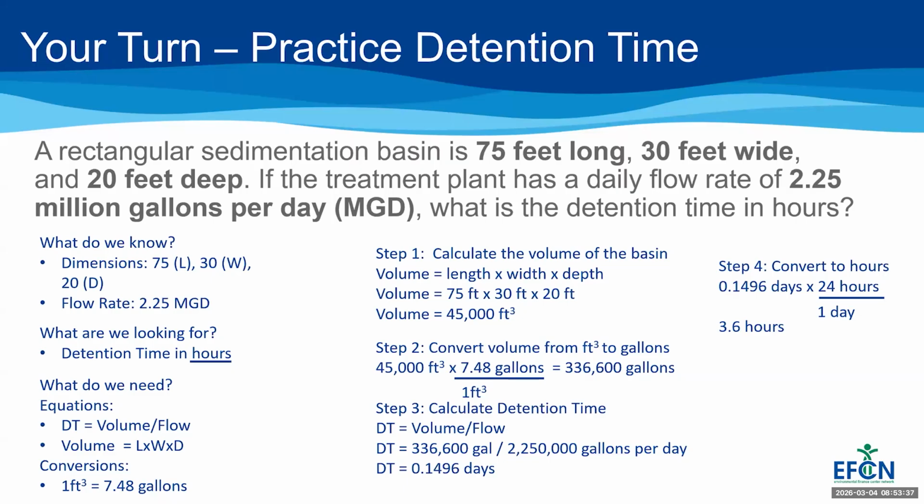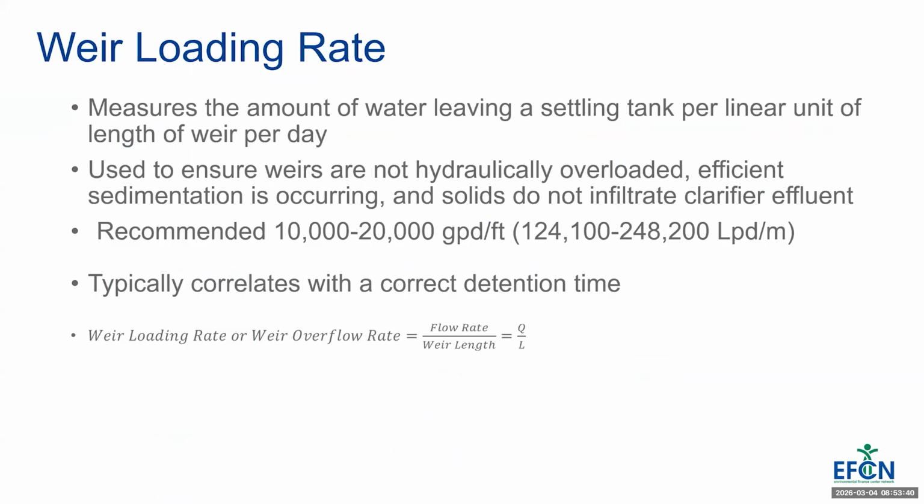All right, so our last concept for today is one more type of calculation where we're looking at flow, but we're looking at a slightly different idea. So here is the weir loading rate. This measures the amount of water that's leaving a tank per linear unit of the length of the weir. So this is used for a variety of reasons to make sure you're not hydraulically overloading the weir, that you have efficient sedimentation occurring, solids aren't infiltrating the clarifier effluent. So there are recommendations out there about what weir loading should be, 10,000 to 20,000 gallons per day per foot.